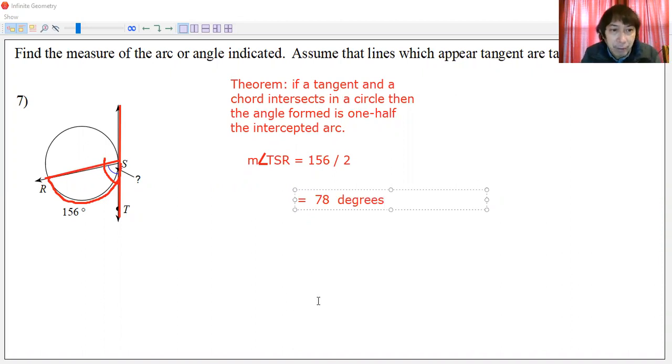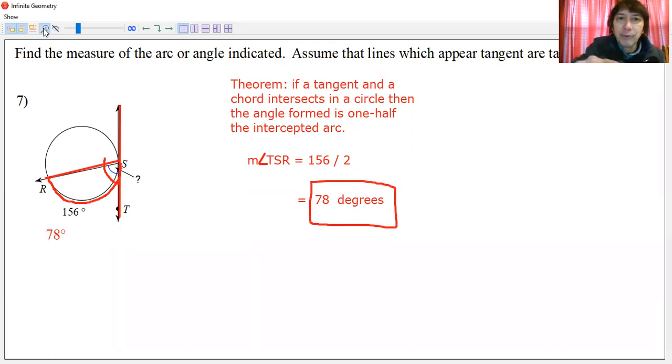Okay. So this will be our final answer for this problem. This is our answer. Check and verify. The answer will be near the diagram.